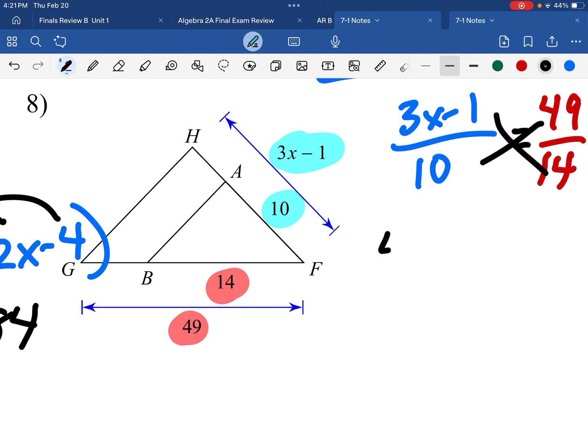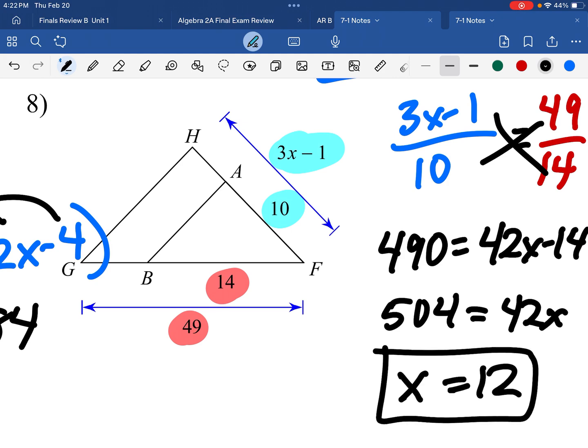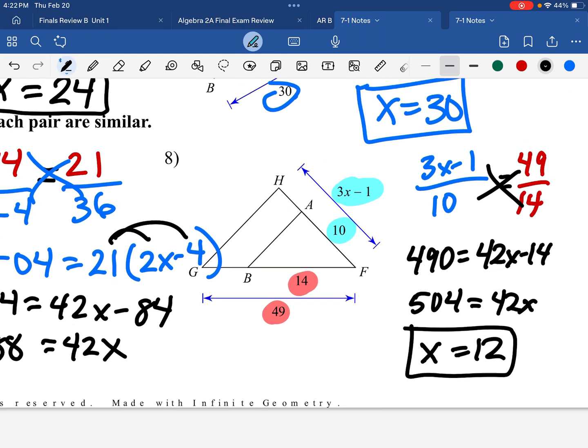And now I'm going to cross multiply. I would have 490 is equal to 42x minus 14. Remember to distribute that 14. And now I'm going to solve for x. So 504 would be equal to 42x. Dividing both sides by 42, x is equal to 12.